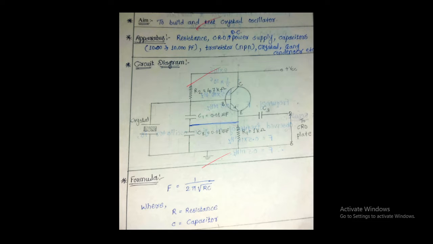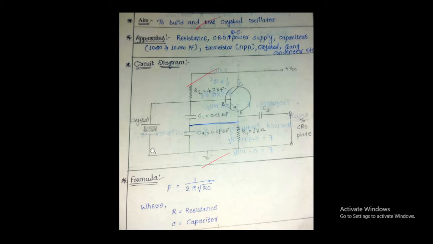Title of the experiment is Crystal Oscillator. Aim: to build and test a crystal oscillator. Apparatus: resistance boxes, CRO, DC power supply, capacitors, transistor, and so on. Now it is a particular circuit diagram.